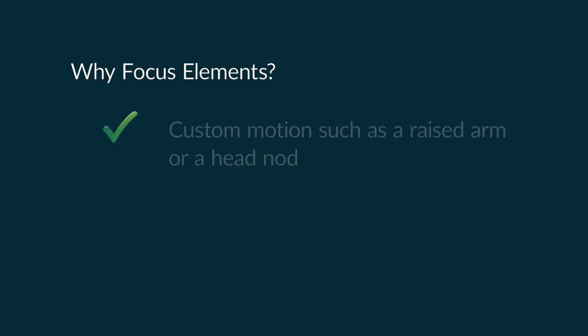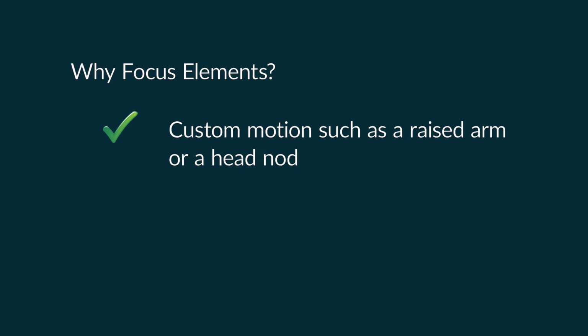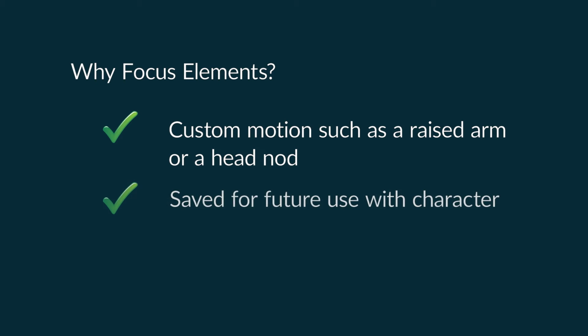Having worked with the poses, gaits, and transitions that make up a motion sequence, the animator may want to introduce additional changes to the motion sequence, such as raising an arm or nodding a head. We can create these customizations in Xarkin Studio, and we can use them again with the same character.